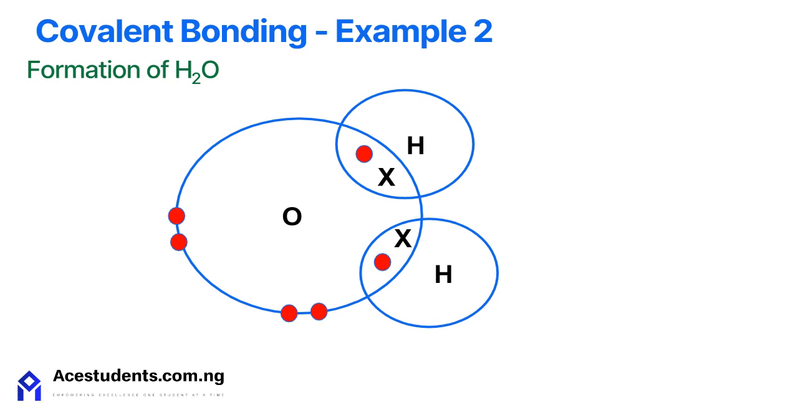Exam tip: always count the electrons carefully before drawing. The number of electrons an atom shares is determined by the number of electrons it needs. Oxygen needs 2 more electrons, so it must share 2 electrons. That's why it gives 1 electron each to the 2 hydrogens. This is how you decide how many electrons an element needs to share.